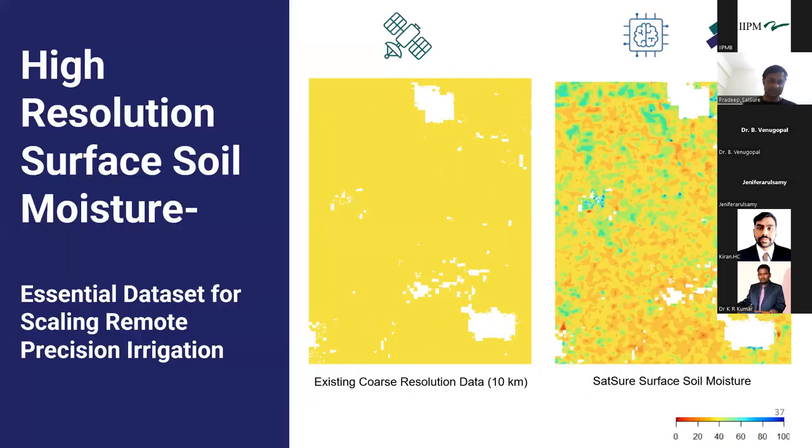This is another patent. So this is the surface soil moisture site. So basically, at present, at a 10 kilometer spatial resolution, surface soil moisture is available.